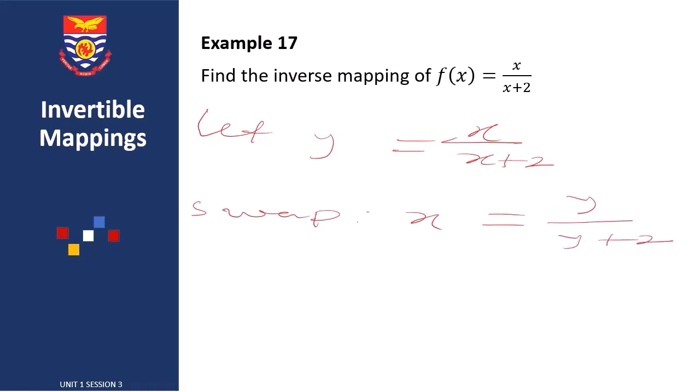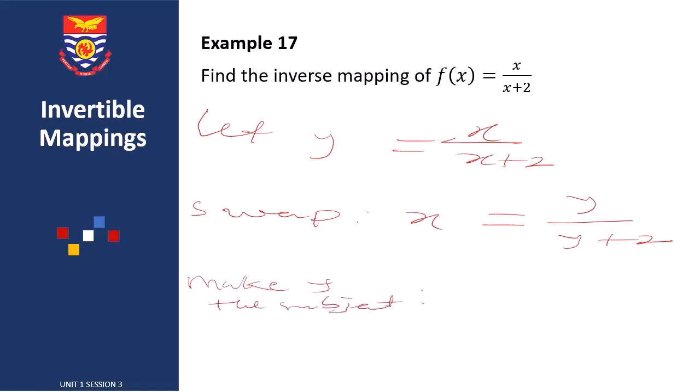Wherever I see x, it becomes y. Wherever I see y, it becomes x. You swap the values. So after swapping the values, rearrange the formula into a new y equals f of x. It means make y the subject. So we want to make y the subject here.